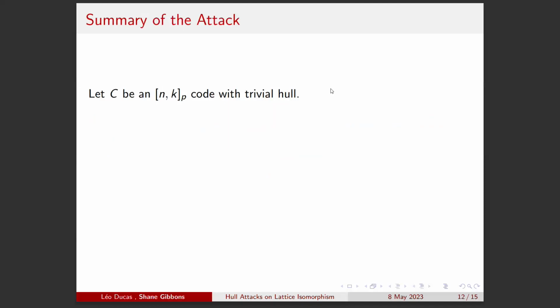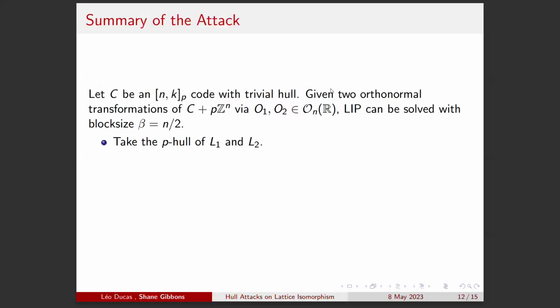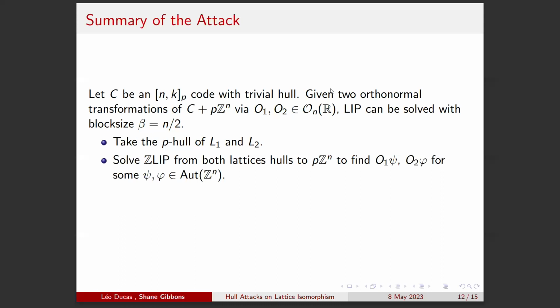And so in summary, this is how the attack works. Given some linear code with a trivial hull, our instance of lattice isomorphism is two rotations of the construction A lattice coming from this code. We know that the hulls of L1 and L2 are both isomorphic to pZ^n. So we solve the instance of isomorphism from these hulls back to pZ^n, and we've solved the entire isomorphism up to some element of the automorphism group of the hull.